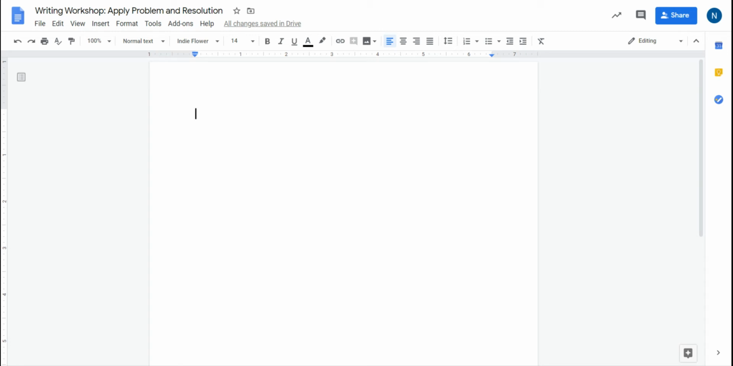The first step in writing a problem and resolution is thinking of a plot idea. I think that I'm going to write about a time that I bought a balloon. Now, I need to think of a problem. When I bought a balloon, what problem needed to be solved? I know. I remember that I didn't have enough money.